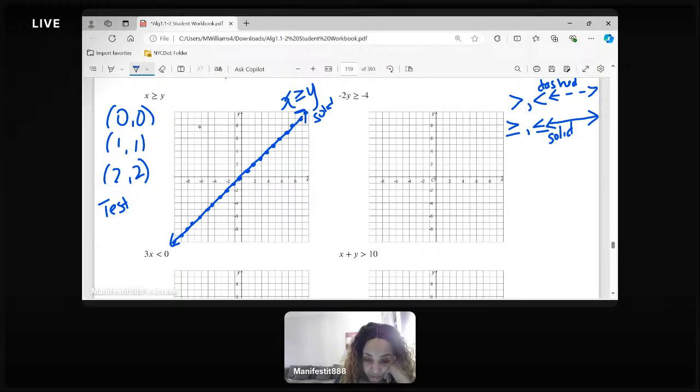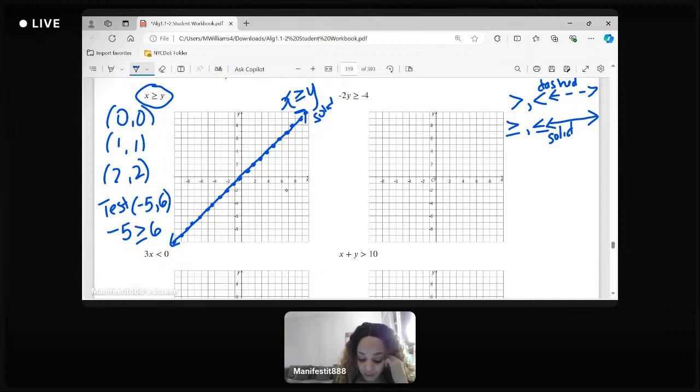I'll choose a point over in this upper left region. So -5, 6. And I'm testing it here. Is it true that -5 is greater than or equal to 6? Absolutely not. There's no way a negative number is greater than a positive number at all. So that means my shaded region is not going to be up here.